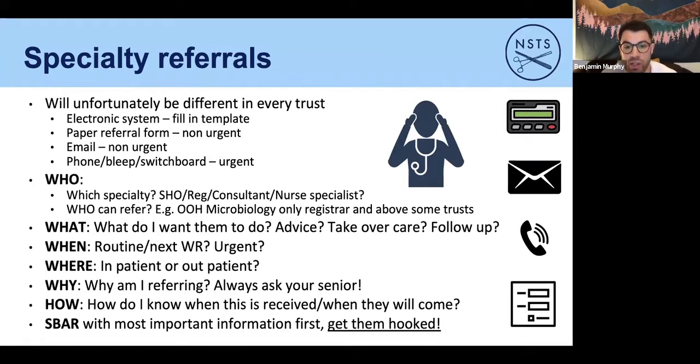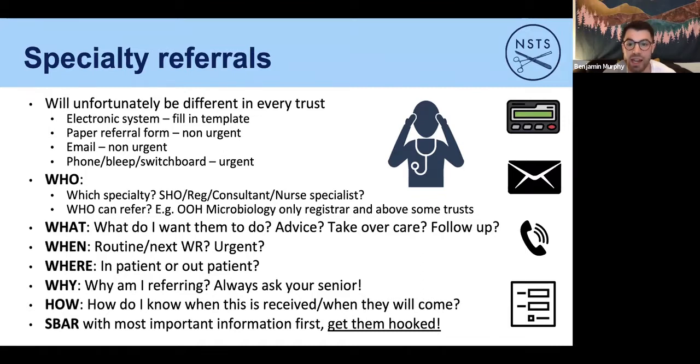So specialty referrals, again, they'll take up a lot of your time on call and on the day-to-day ward job, and it will be different in every single trust that you go to. And when you start a new job, you'll go back to basics. So find out how it's done and how it's done for different situations. Often there's electronic systems for some trusts, and it's just a template form that you'll send off. Some trusts have paper referral forms for non-urgent referrals. Some will have emails instead. Some will have phones, bleeps, go through switchboard for urgent or non-urgent things. So just find out how it works in your trust.